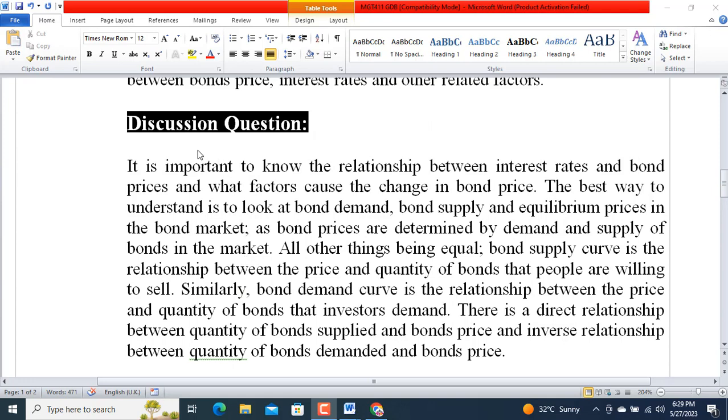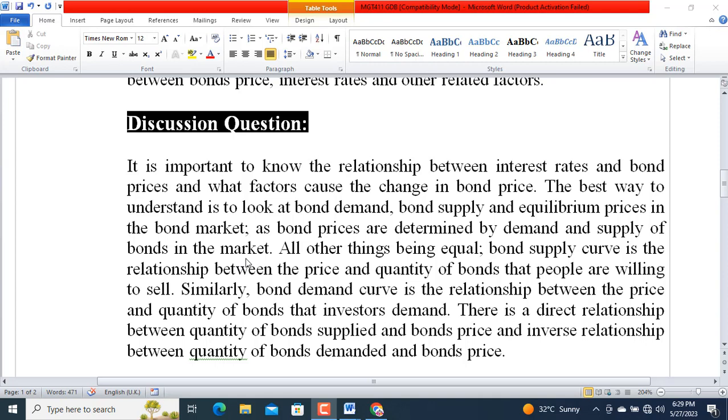Case. So here is the discussion question. It is important to know the relationship between interest rates and bond prices and what factors cause the change in the bond price. The best way to understand is to look at bond demand, bond supply and equilibrium prices in the bond market, as bond prices are determined by the demand and supply of the bonds in the market.